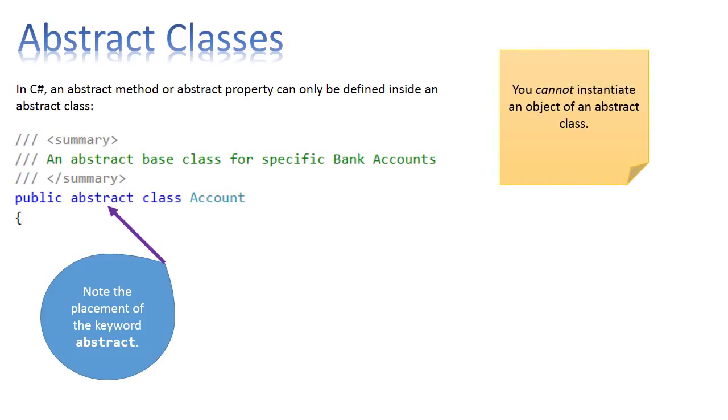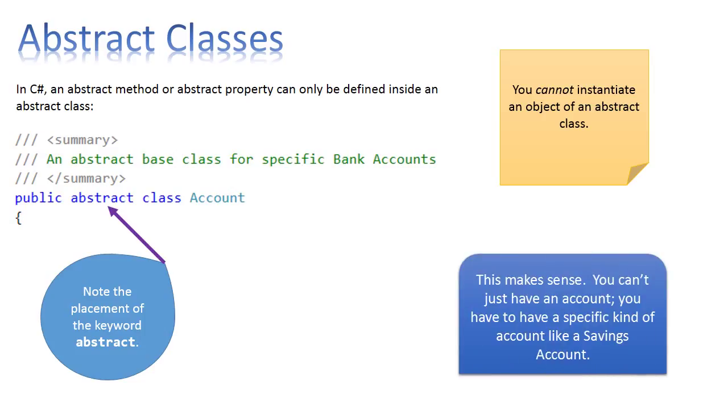One very important thing to remember is that with abstract classes, you cannot instantiate an object from it. And this makes sense. You can't just have an account object. It has to be a specific kind of account, like a savings account or a credit account. There's no such thing as just an account.